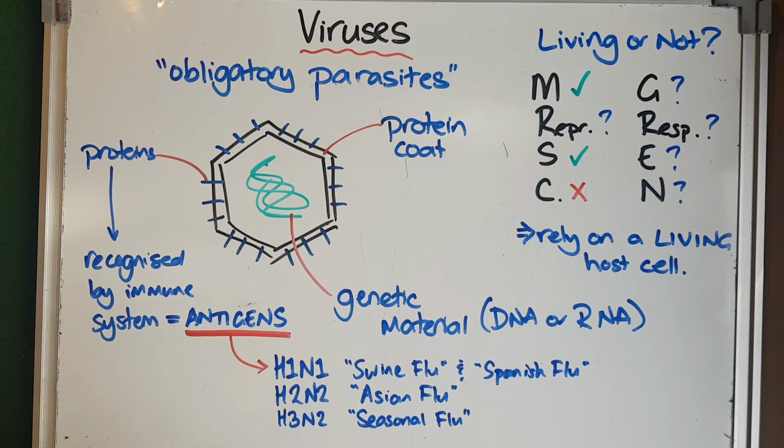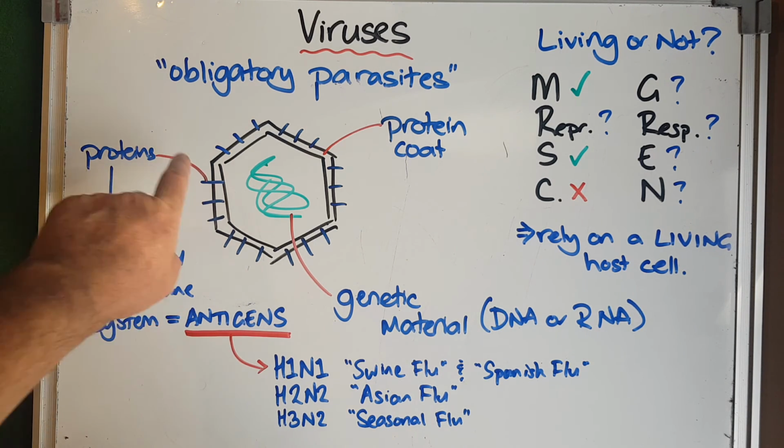And H3N2 is probably the most common one now. It's called the seasonal flu. Different versions of H3N2, they're normally given numbers for the year that they come out. They can be quite devastating as well. But luckily we've got vaccinations that can help us with that. And usually we get vaccinated against this one and a couple of others, whatever's most common each year.